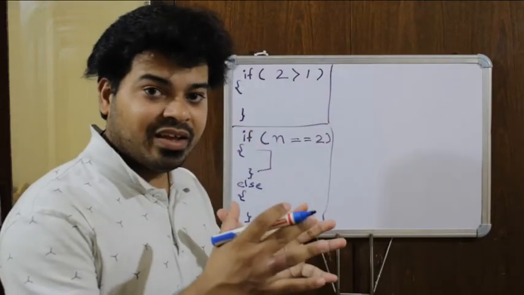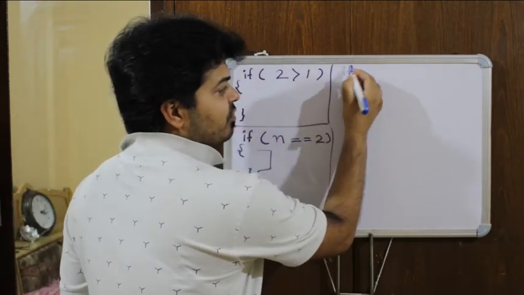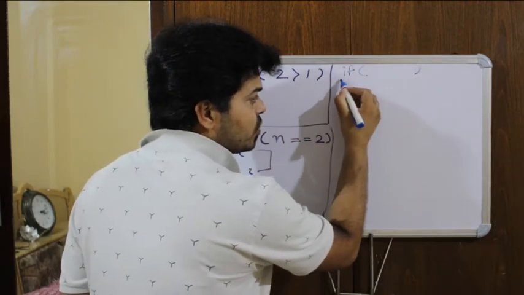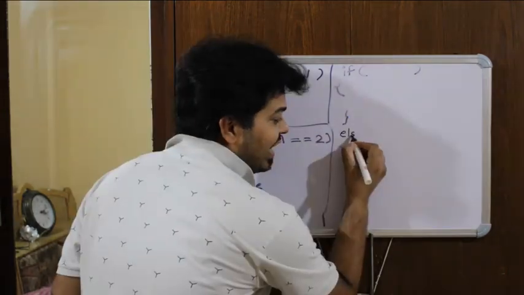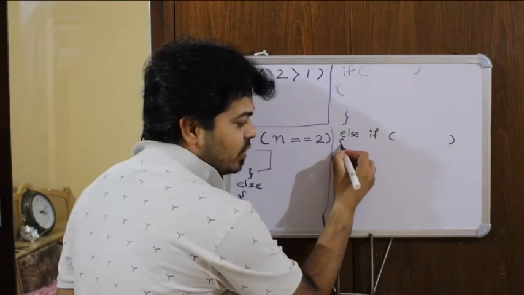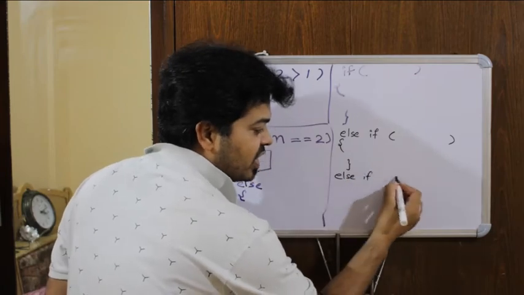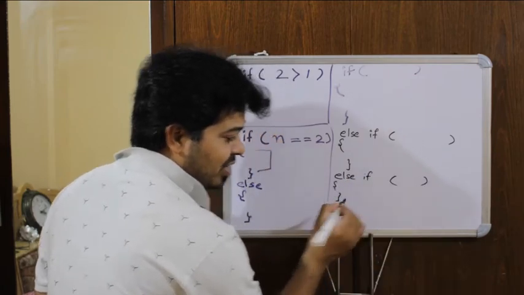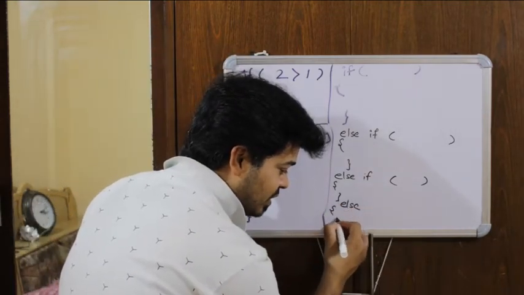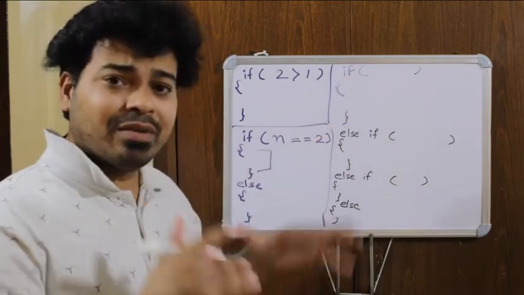And there is one more way by which you can write an if-else statement. You are telling if this is the condition, whatever condition you want to give, if it is true, execute this part. Else if your condition is this, then execute this part. Else if your condition is this, then execute this part. If nothing, that means else, execute this part. So this is one way of writing your if-else statement in which you have multiple options.